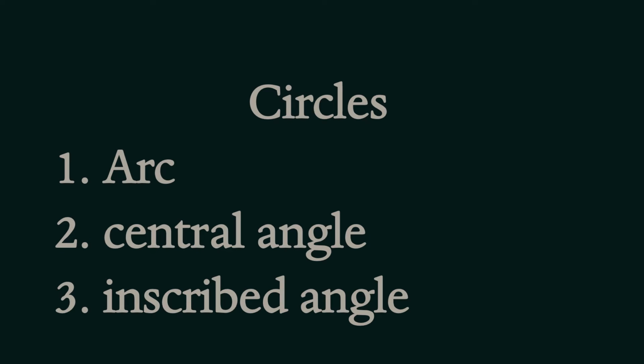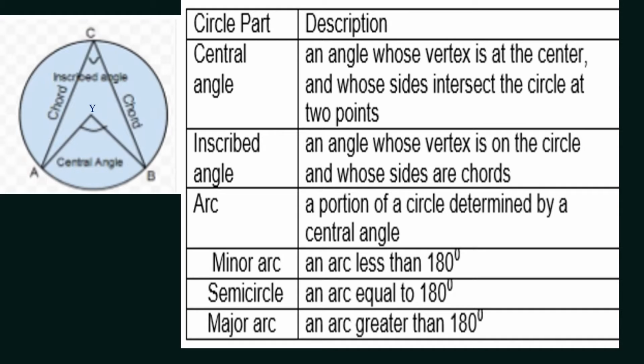Next, about circles, we have the arc, the central angle, and the inscribed angle. Central angle, an angle whose vertex is at the center and whose sides intersect the circle at 2 points. So, ang halimbawa nga po niya sa ating figure ay itong angle na to. Ang kanya pong vertex ay itong ating center. Tapos, ito yung dalawa niyang side. Ang pangalan po ng angle na yan ay angle AYB. So, yung letter Y nasa gitna kasi siya yung vertex.